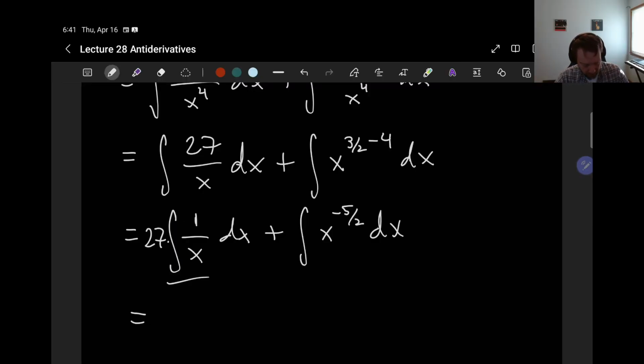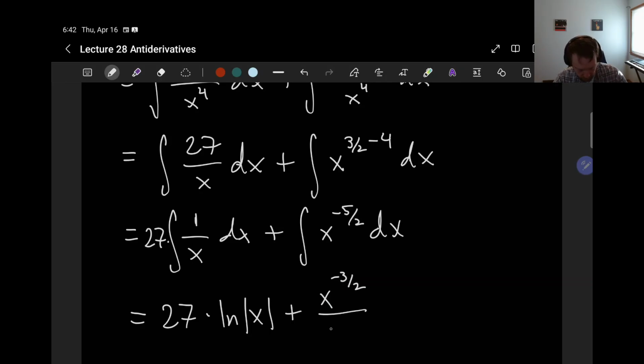So then we can see, all right, this is the ln case. Technically ln of the absolute value of x. And this part, we do power rule. So if you add 1 to this exponent, that will get you negative 3 halves. Then you divide by that same new power. Don't forget your plus c.